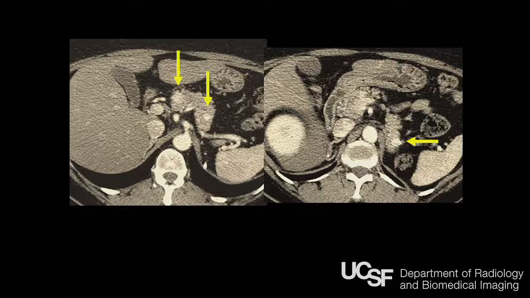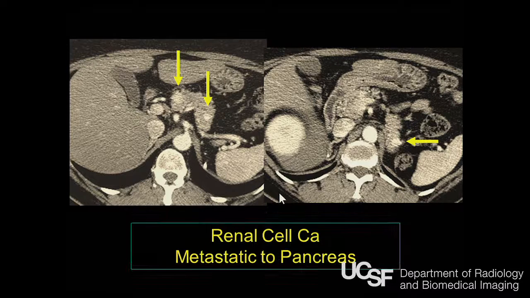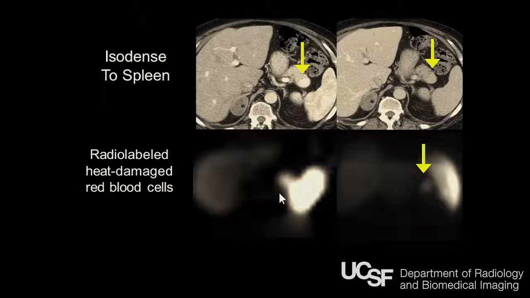So here's a patient who has had a nephrectomy. You can see the clip sitting right here, and several foci of hyperenhancement, and these were metastatic lesions due to renal cell carcinoma. This is a demonstration of a hypervascular lesion sitting in the pancreatic tail. Notice that it is isodense to the spleen, so the appearance really parallels the spleen on each phase. You can use a radio-labeled RBC scan to evaluate for splenic tissue. And here you can see uptake, clearly showing that this is just accessory spleen that has implanted into the pancreatic tail.